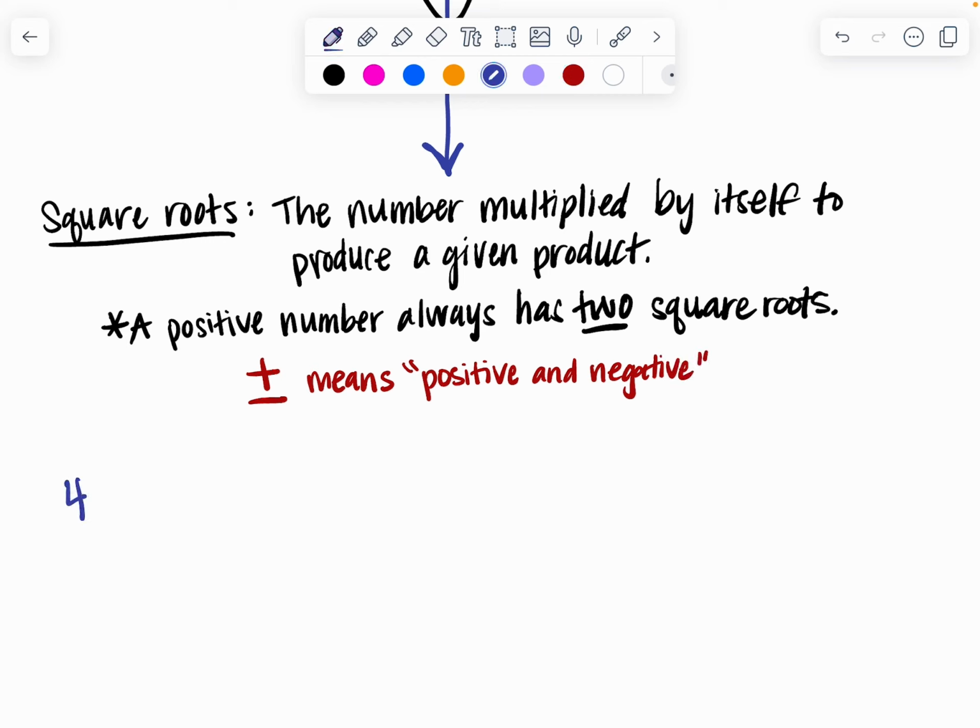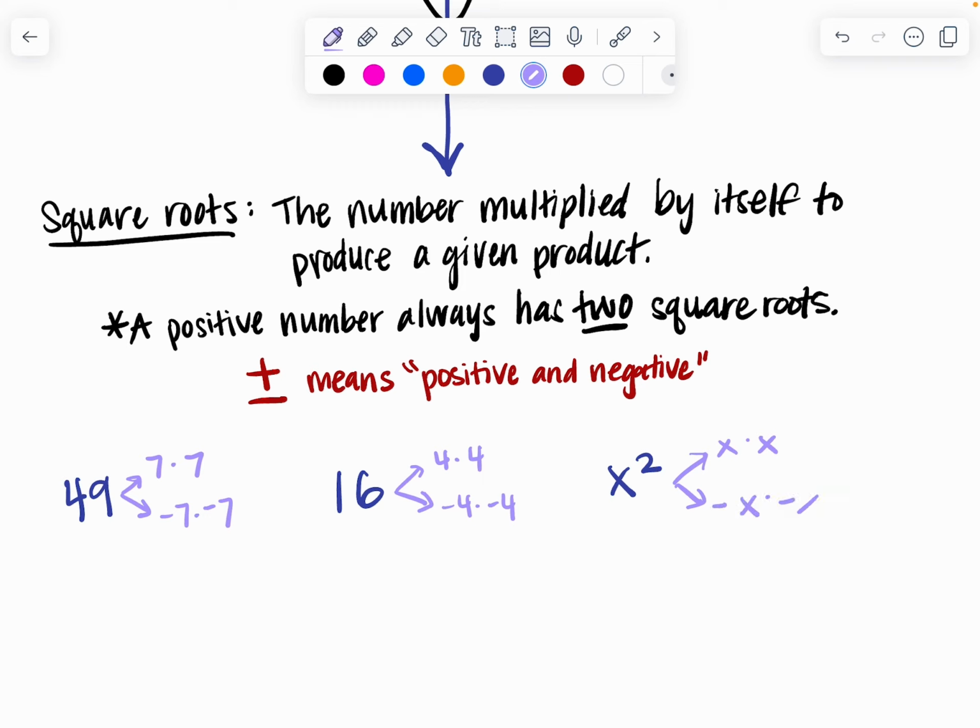So, for example, the square root of 49 is 7 times 7, but it's also negative 7 times negative 7. The square root of 16 is 4 times 4 and negative 4 times negative 4. So what about the square root of x squared? The square root of x squared is x times x and negative x times negative x.